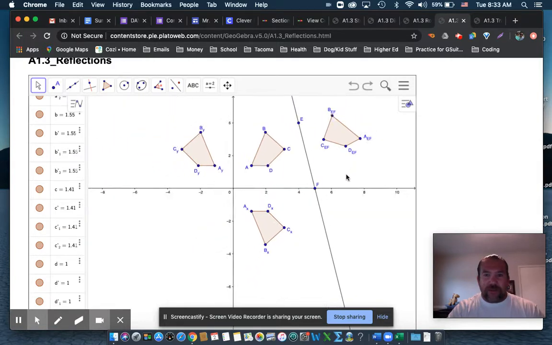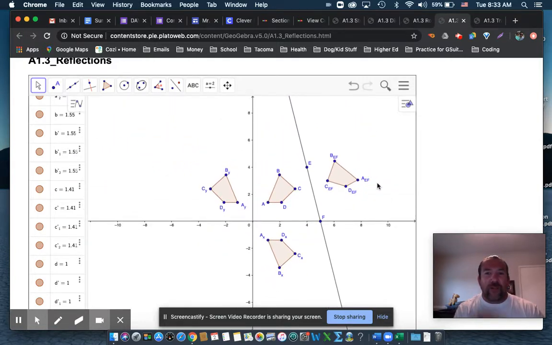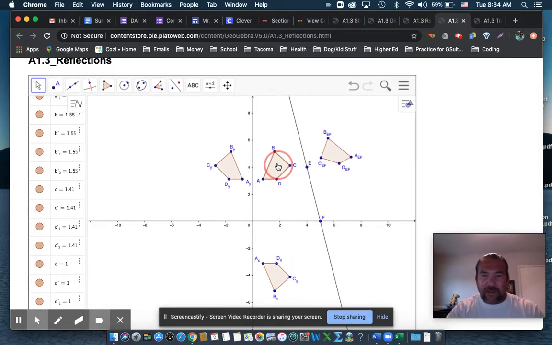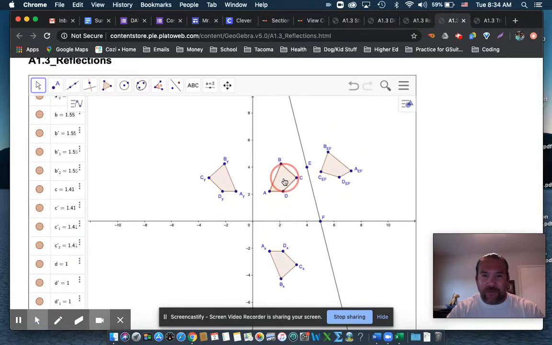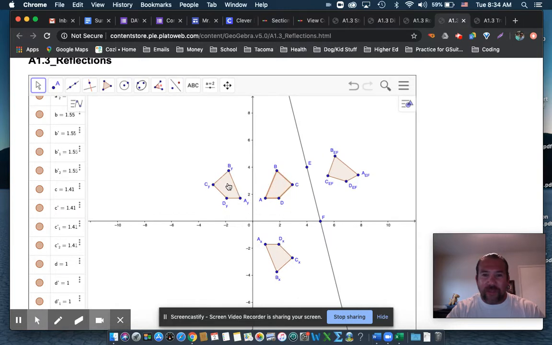Reflection revolves all around a line of reflection, meaning we are going to reflect over something. So I want you to take a look at A, B, C, and D right now. This shape right here, this quadrilateral, is being reflected over this line. Notice if I move this shape, everything else is moving. That's because these figures, 1, 2, 3, are reflections of this original image right here.